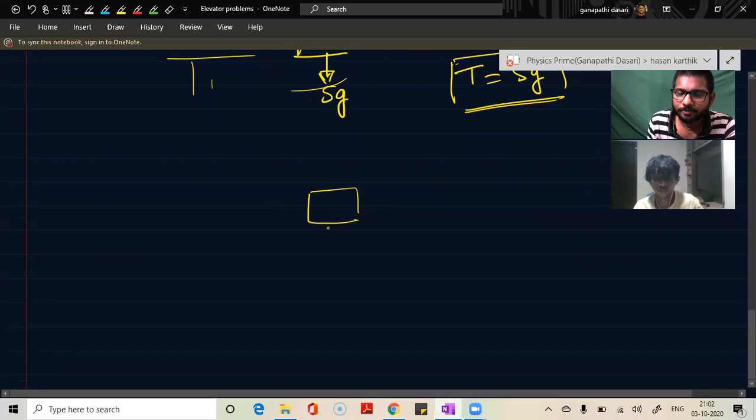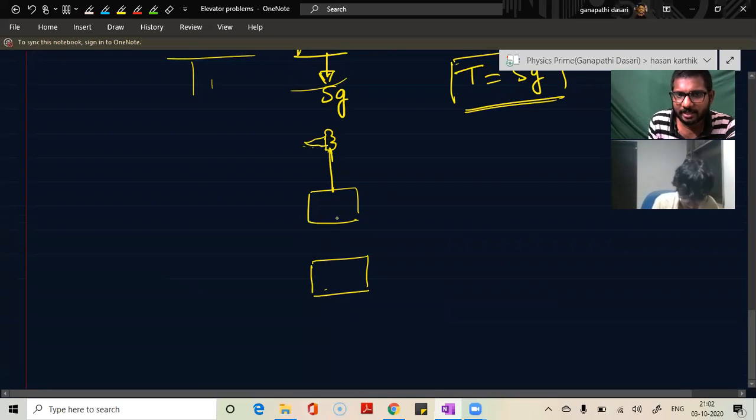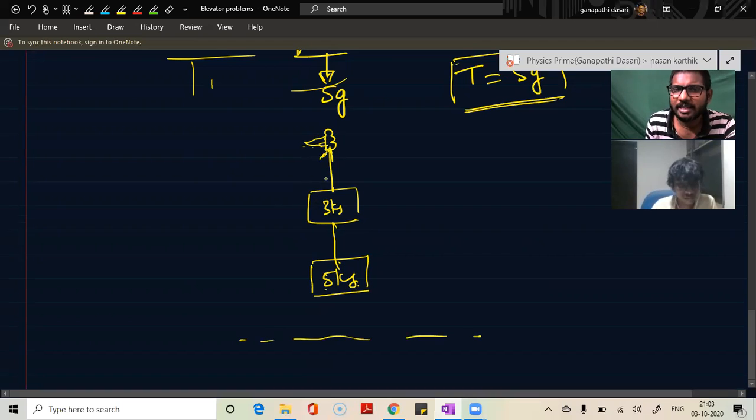Now you solve this problem. By keeping your hand, you're taking this upwards. This is 3 kg. This is 5 kg. And whenever you are applying, you're taking this like this, you are balancing. Just it is at rest. The entire system is at rest.